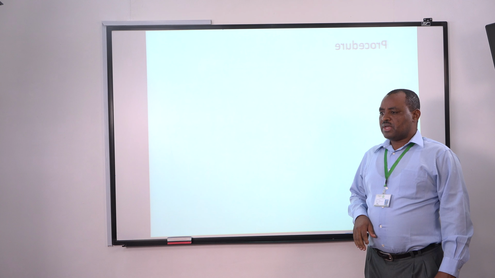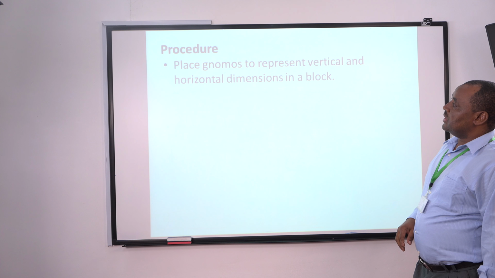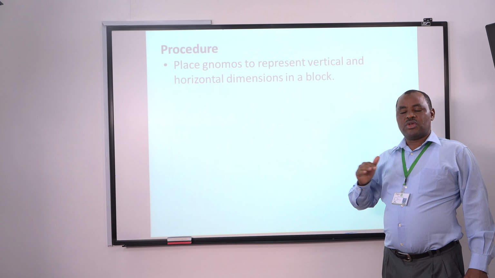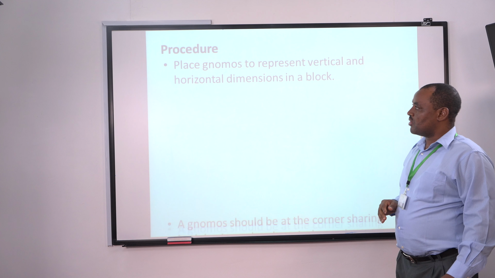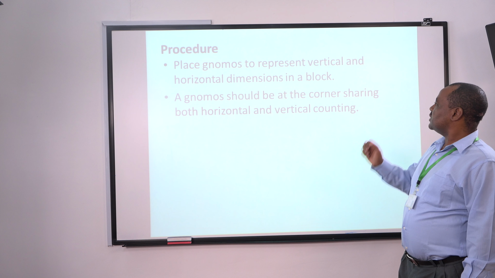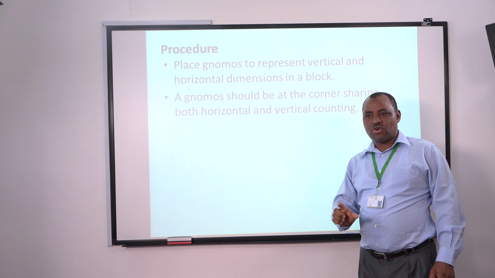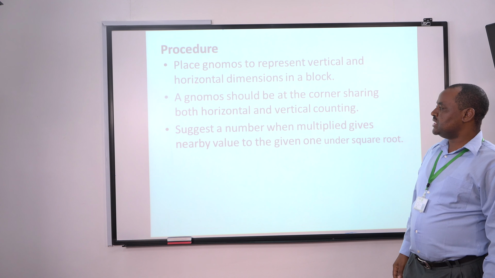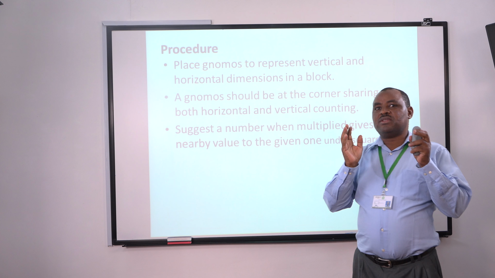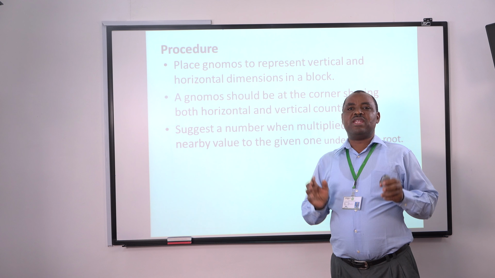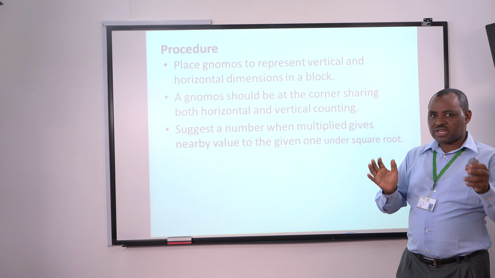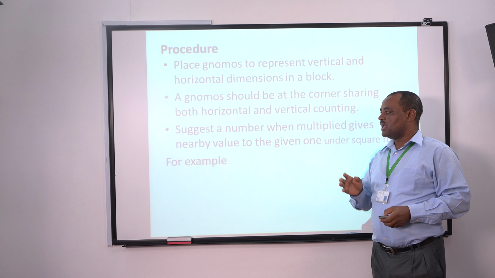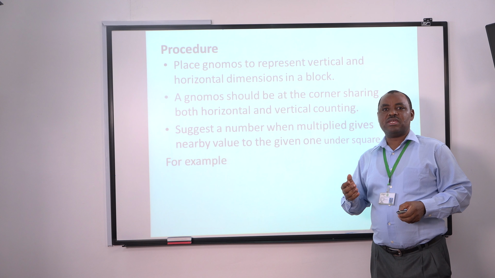Now, what are the procedures? We place Gnomons on the vertical and horizontal sides of the block. A Gnomon should be placed first at the corner where the horizontal and vertical lines meet. Then look at the number under the square root. You suggest a number which is very close to that number, in such a way that it will give you the number of blocks to be suggested there.